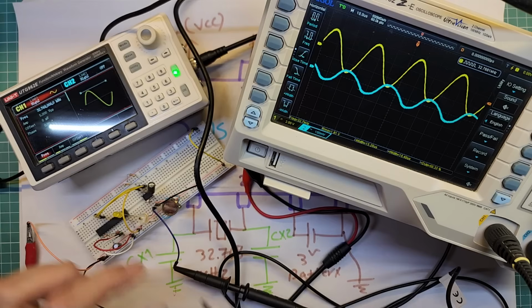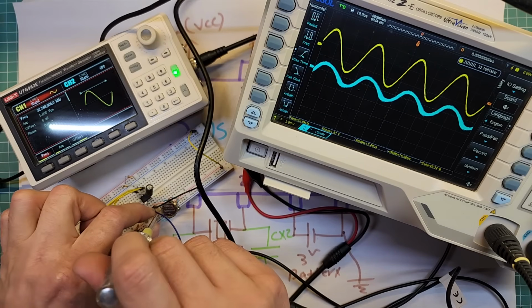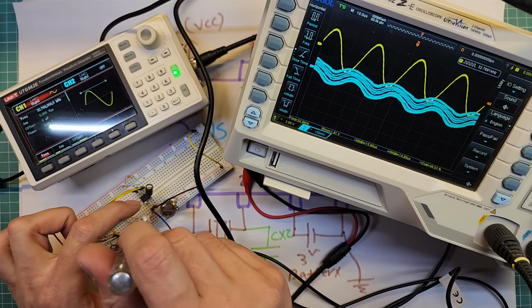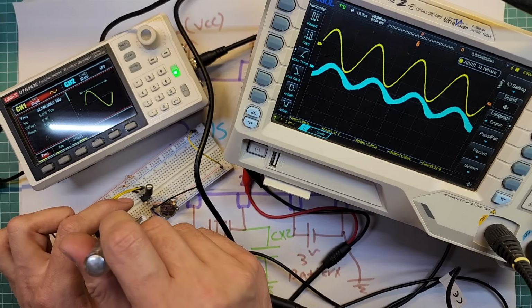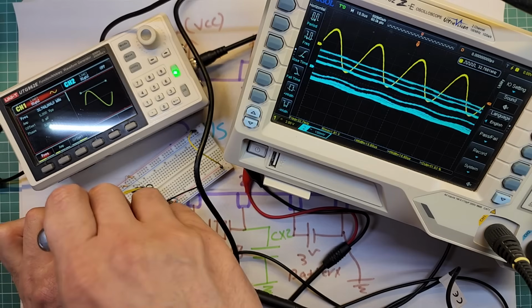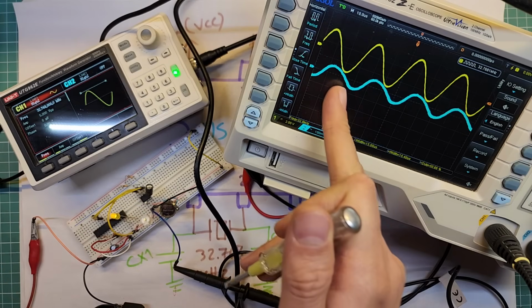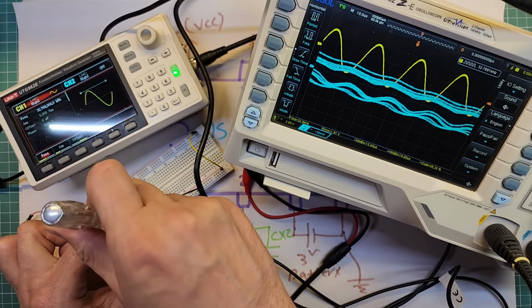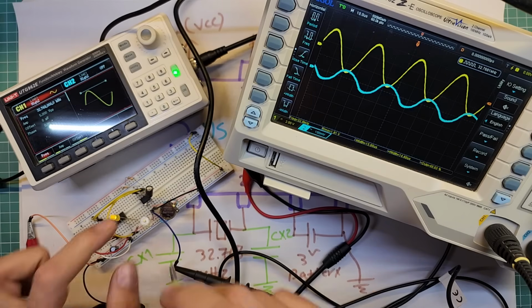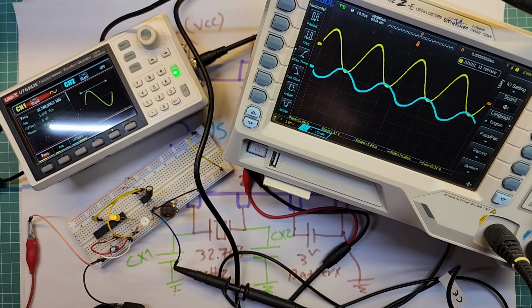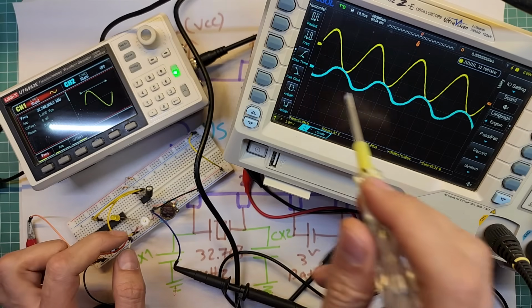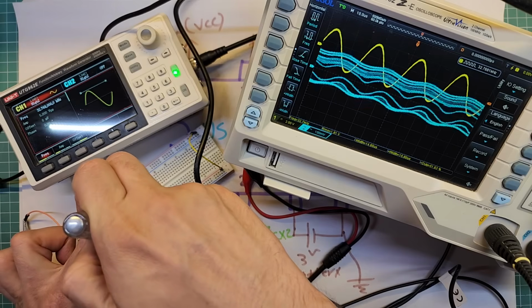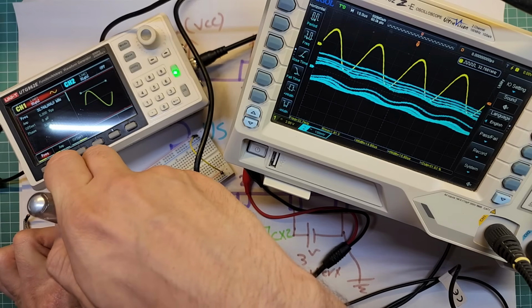If I adjust the trimmer capacitor, we can change the speed of the shifting. Can slow it down or speed it up. Now it is shifting left.